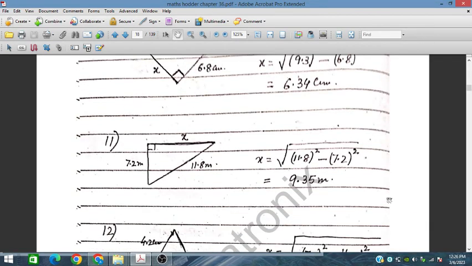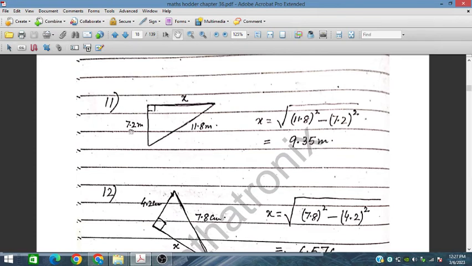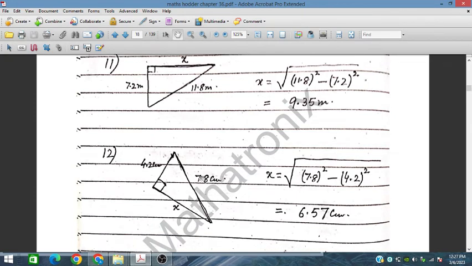And similarly for question number 11, here we have 7.2 meters, and this is x, and this is 11.8. This is the hypotenuse, so 11.8 squared minus 7.2 squared, and we have 9.35 meters. So this is meter, this is meter, so this length should be in meters. Similarly for this one, from this square to this square, subtract and take the square root, so we'll get this. Since this is in centimeters, the unit is centimeters.